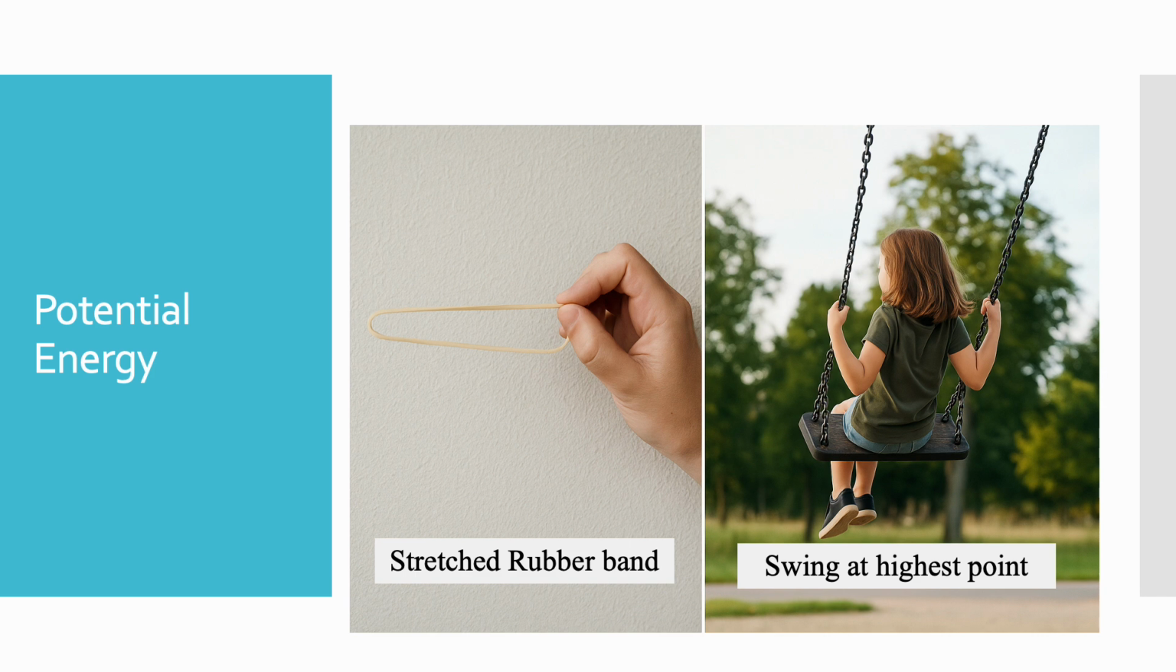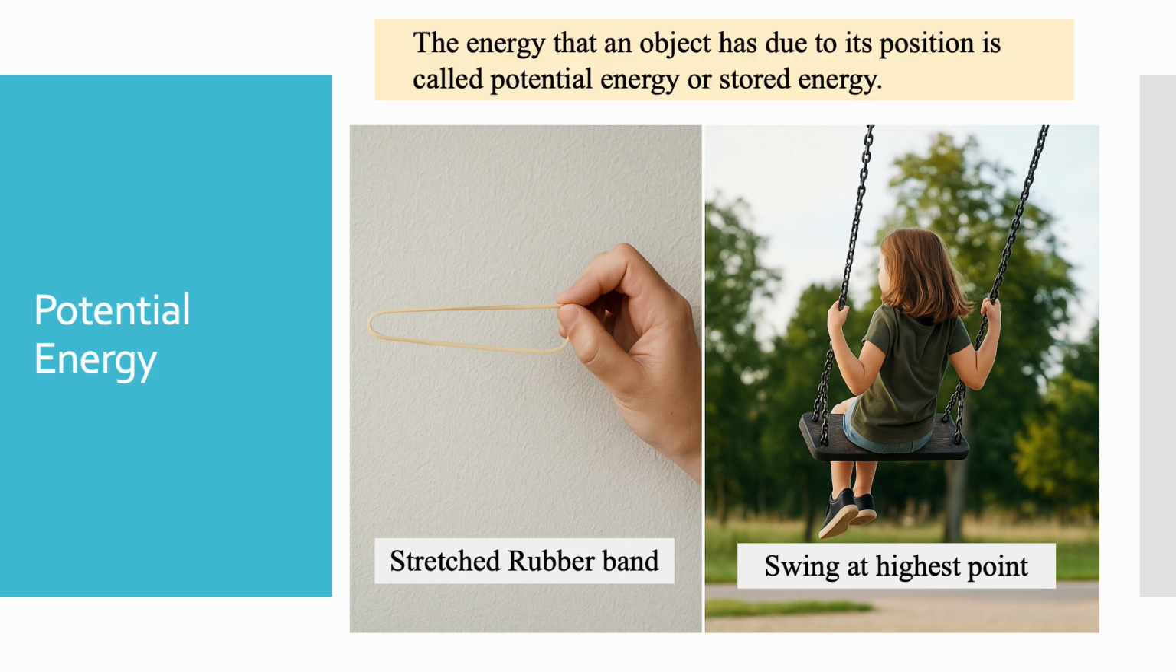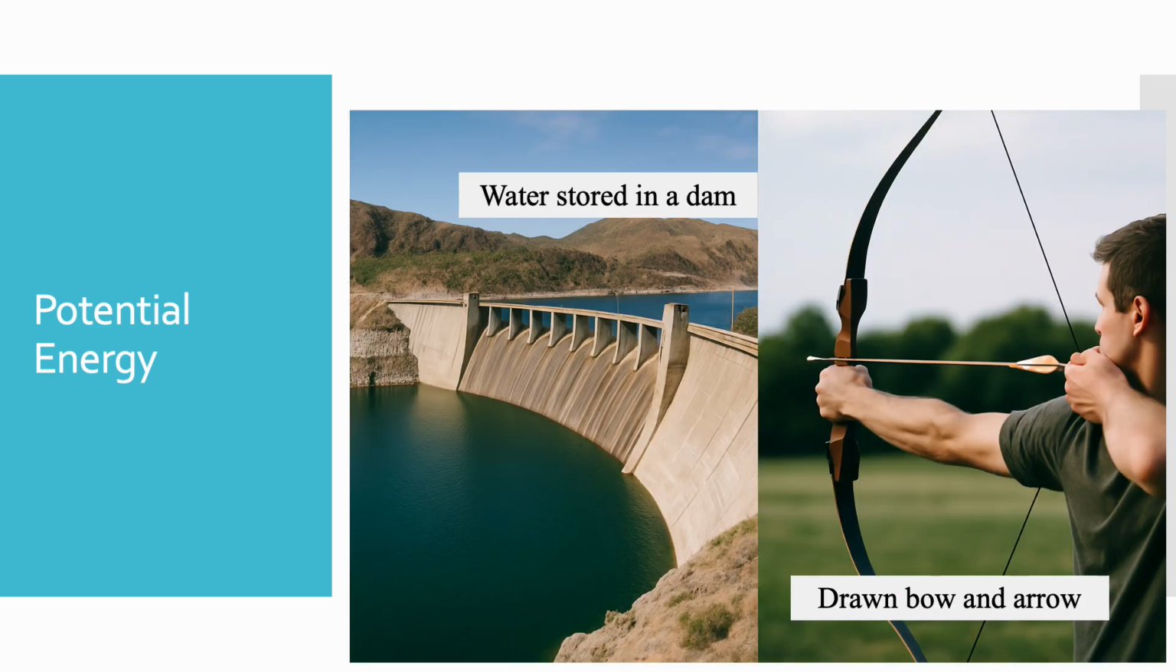Potential energy is the energy an object has because of its position or state. It is also called stored energy. For example, when you pull a rubber band and stretch it, it stores energy. When you lift a swing to its highest point, it has potential energy.